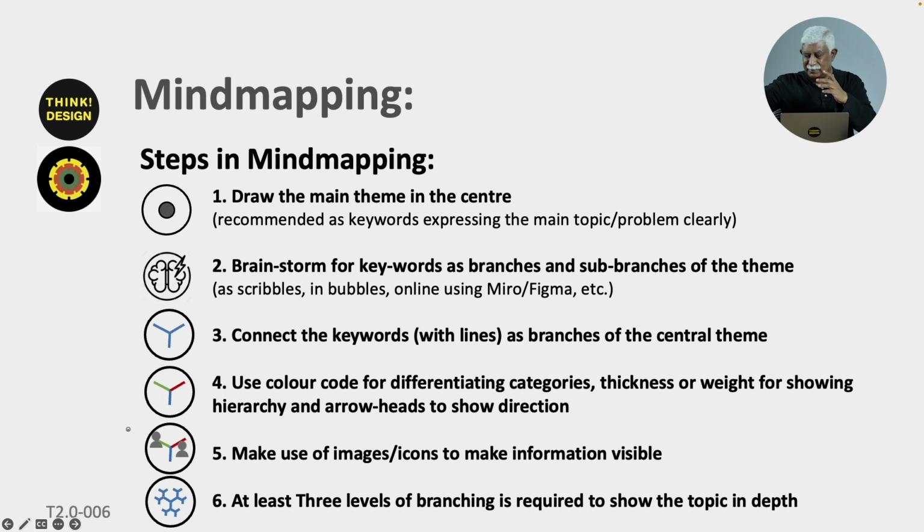One level, that's one branch. Two levels, the second branch. A third level means that you're getting into a lot of details about the topic. Second level is good. Third level is really good. So that's how it is.